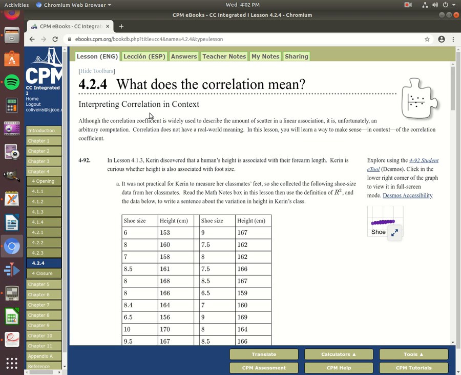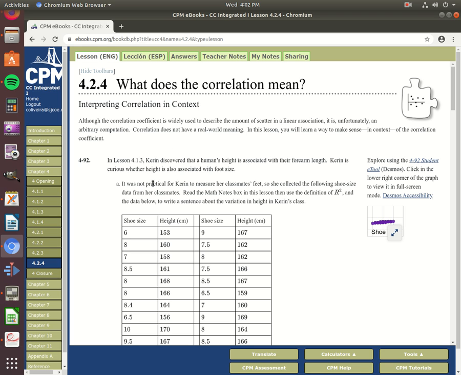So interpreting correlation in context. Although the correlation coefficient is widely used to describe the amount of scatter in a linear association, it is an unfortunately arbitrary computation. Correlation does not have a real-world meaning. If I say R of 0.2, it means nothing. In this lesson, you will learn a way to make sense in context of the correlation coefficient.